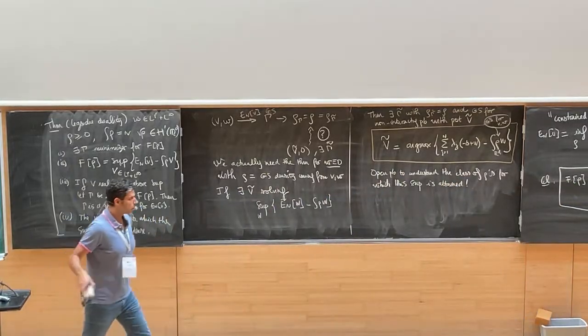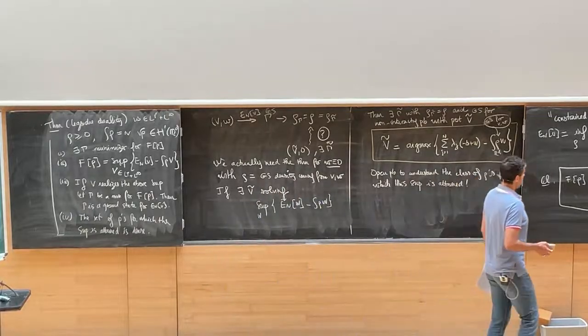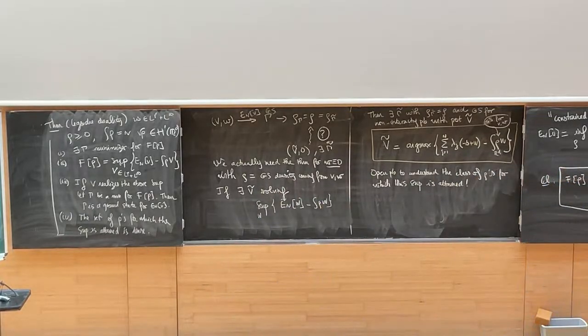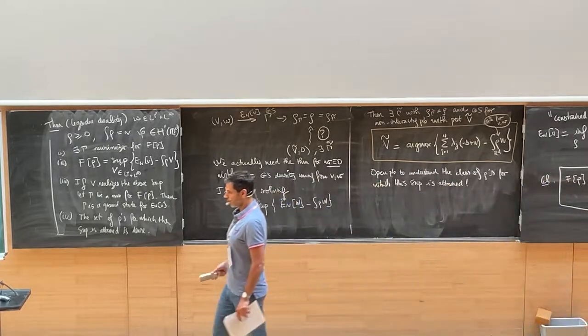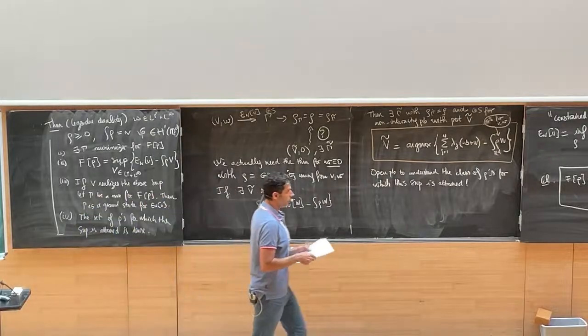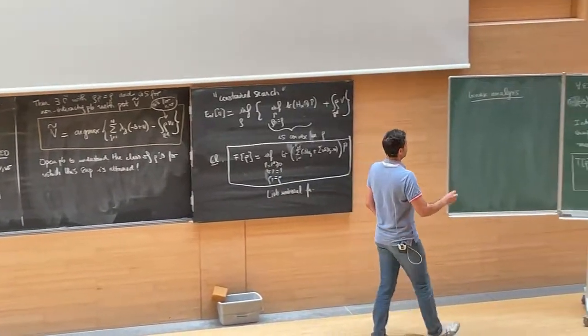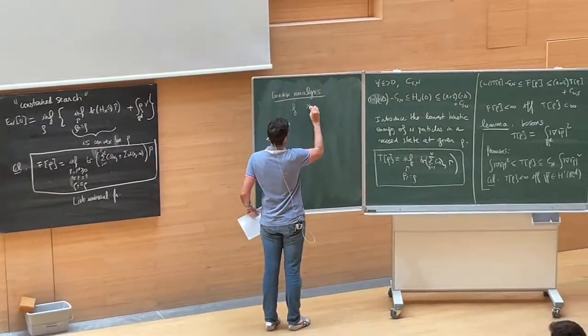Let me take 5 minutes to give just quick elements about convex analysis. So how do you prove all this? So just 5 minutes. So you have a convex function on a Banach space.